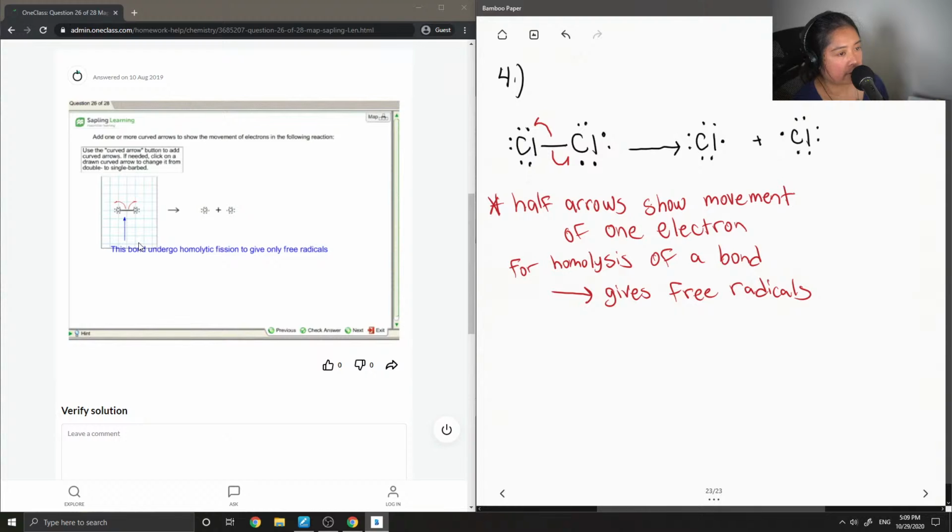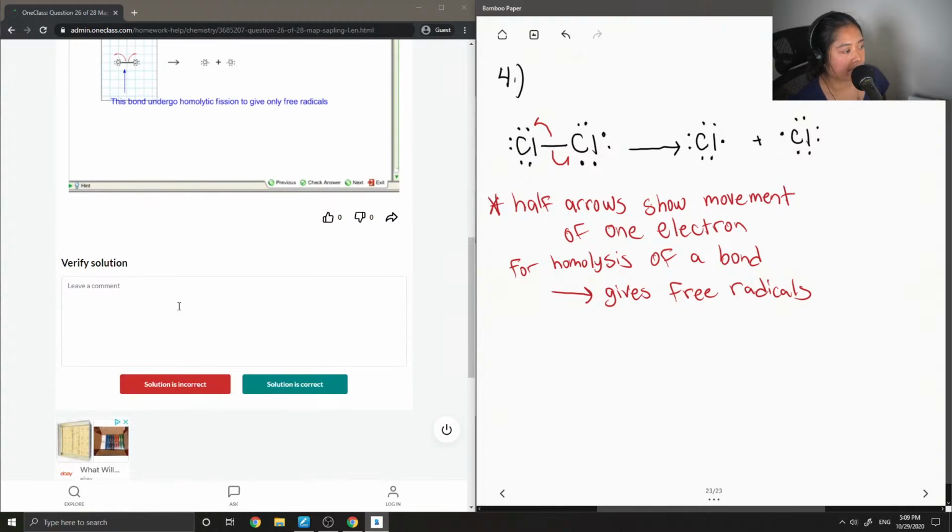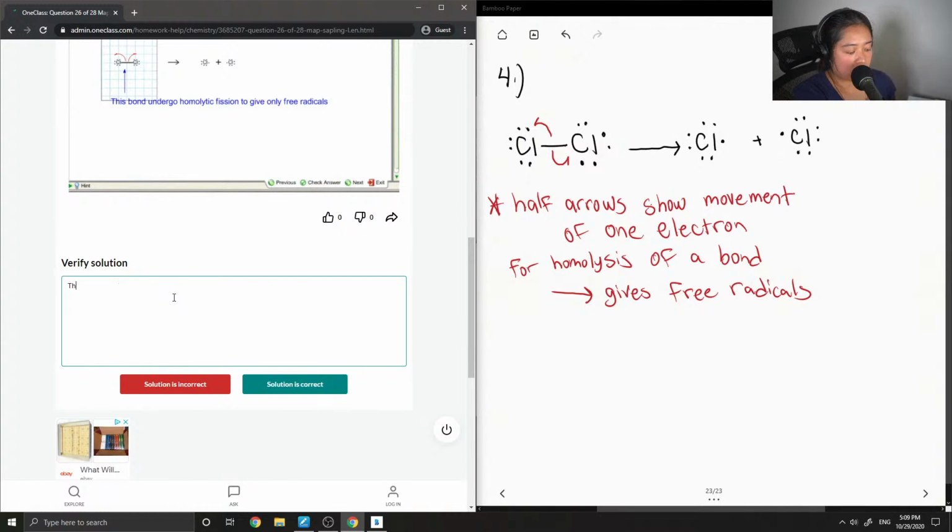Okay, so the junior tutor said the same thing. They showed the half arrows. This bond undergoes homolytic fission to give only free radicals. This solution is correct.